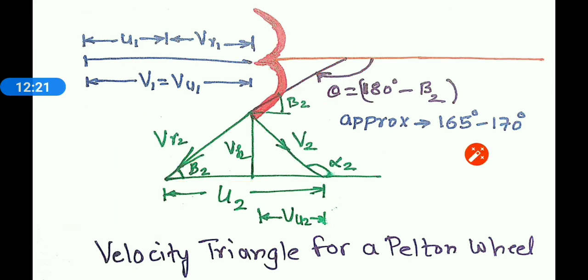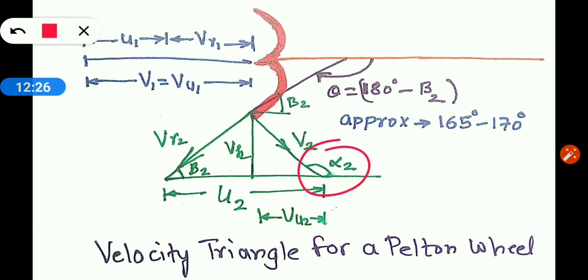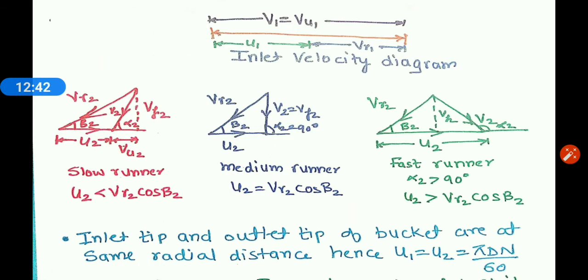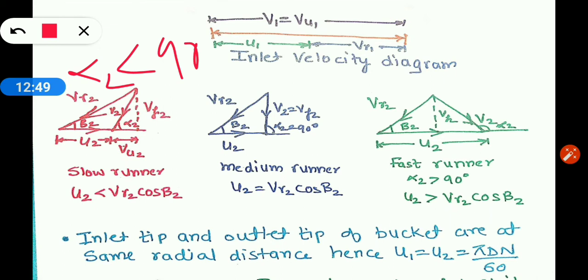Now there could be three possibilities. As here we have taken it greater than 90 degree, you can have two more possibilities: alpha 2 less than 90 degree and alpha 2 equal to 90 degree. Let us first see all these three possibilities, but we will do our analysis with this one only. Possibility number one is that alpha 2 is less than 90. If alpha 2 is less than 90, you will be getting a velocity diagram like this.